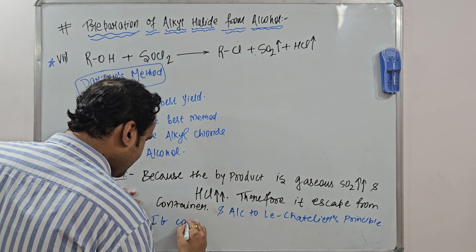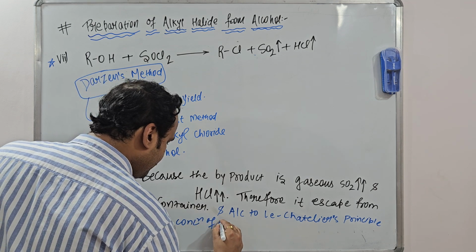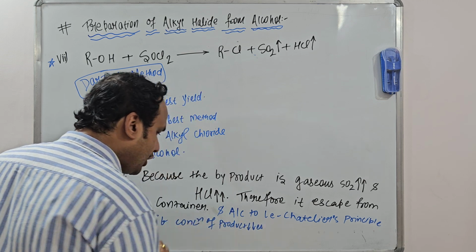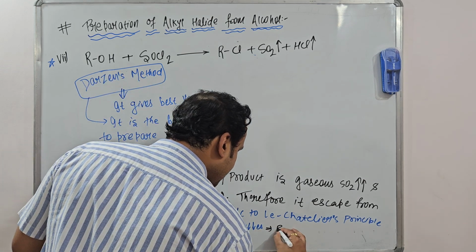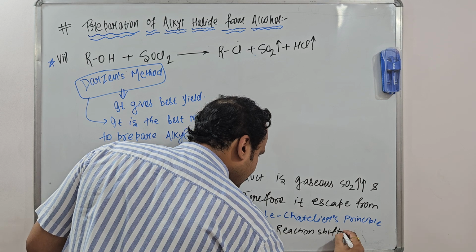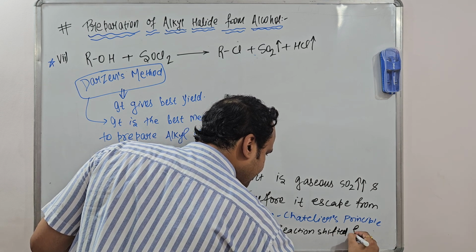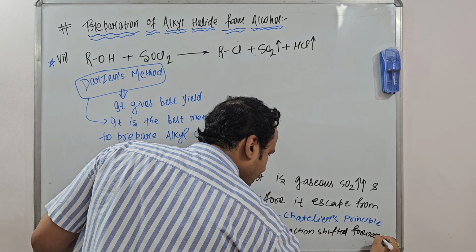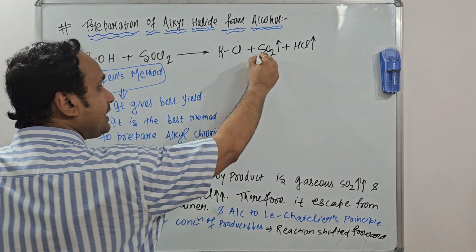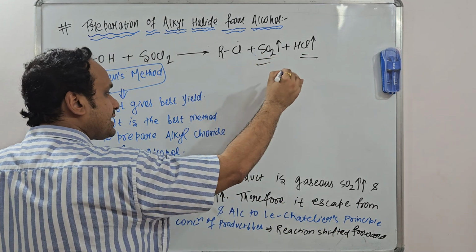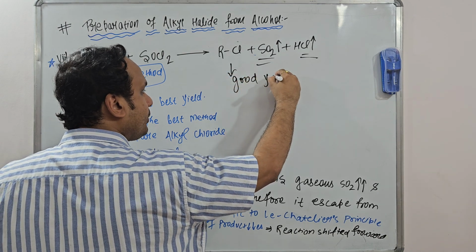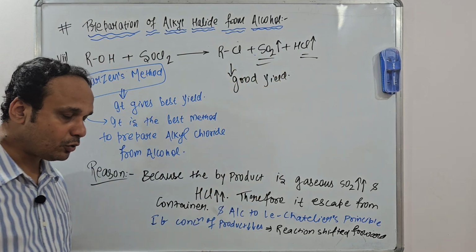if the concentration of product decreases, the reaction shifts forward. It means they will escape from the container and the reaction shifts forward, so it will give a good yield over here.